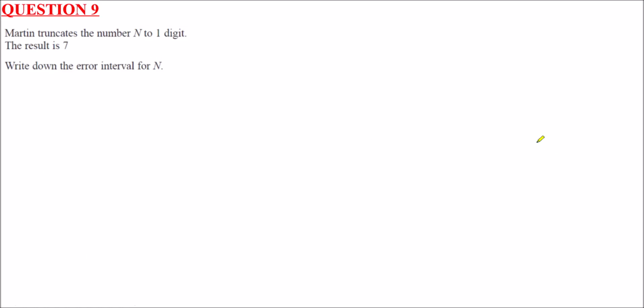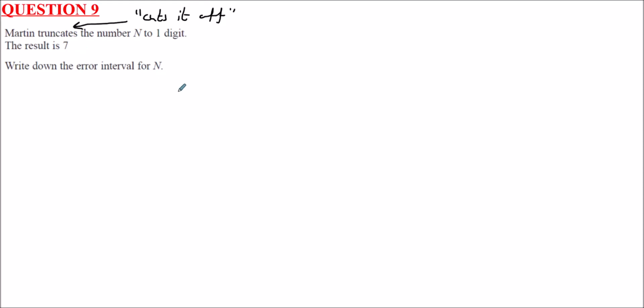Question 9. Martin truncates the number n to 1 digit. So essentially truncates means cuts it off. So he leaves just 1 digit left of it. The result is 7. So write down the error interval for n. So here we just kept with the first digit and it ends up being a 7.